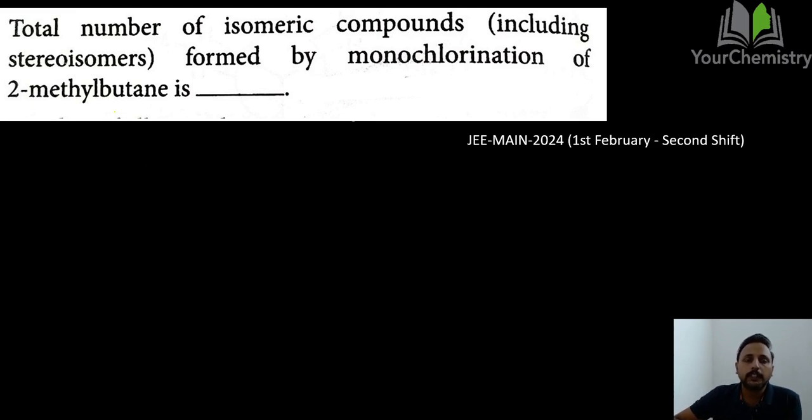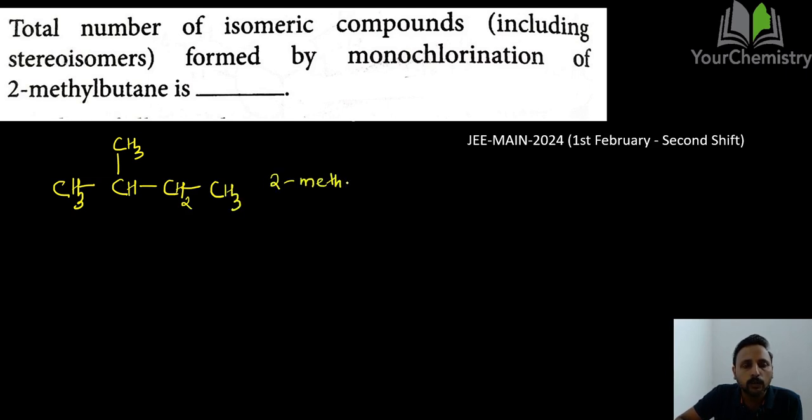Let's see. First we will draw the structure of 2-methyl butane. The parent chain is butane, so there should be 4 carbon atoms, 1, 2, 3, 4. At the second position there is a methyl group, so this is CH3. Because carbon can form a maximum of 4 bonds, we fill in hydrogens accordingly: CH3, CH, CH2, CH3. So this is the compound 2-methyl butane.